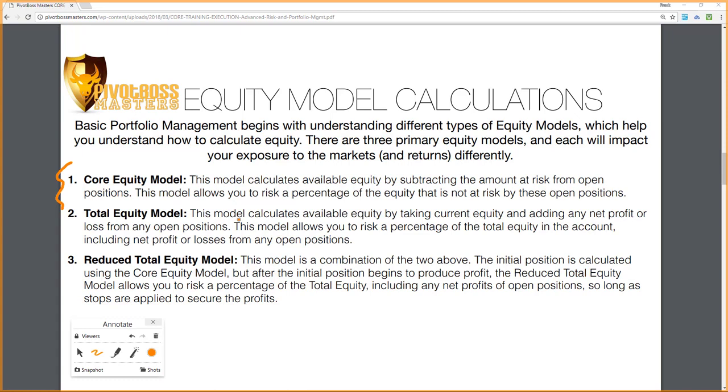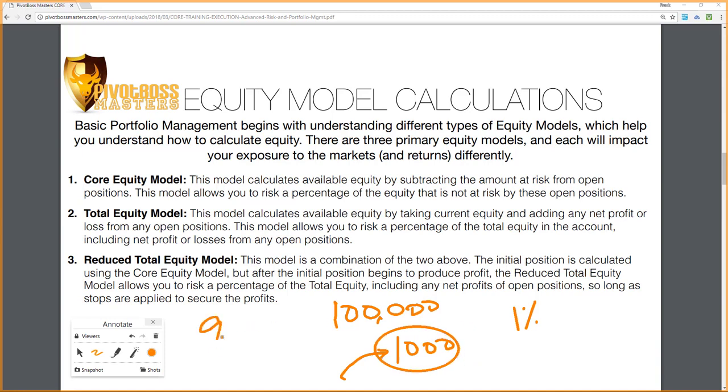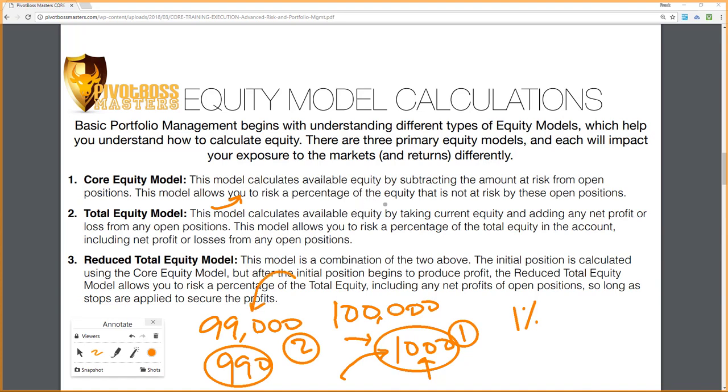So number one, the core equity model. This model calculates available equity by subtracting the amount at risk from open positions. So this model allows you to risk a percentage of the equity that is not at risk by these open positions. So let's just start with, say, a 100K account. Okay? And say you want to risk 1% of that account. That's $1,000. So say you get into a trade and you're going to risk $1,000 now. That drops you down to 99K right here. Right? And so now when you go to take the next trade, the second trade, this is trade 1 right here. When you go to trade the next trade, say you're still in this position and you have $1,000 at risk still. The next trade, you're only going to be able to risk $990 because it's of the core equity. It's of the money that's not at risk, right?